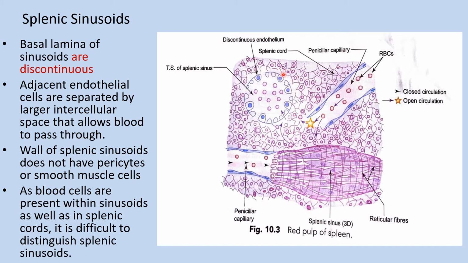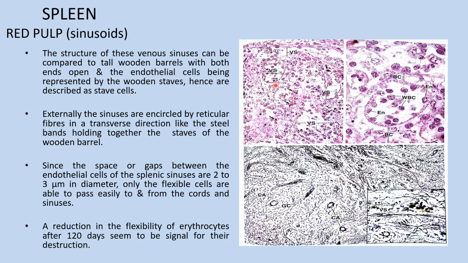As blood cells are present within the sinusoids as well as in the splenic cords, it becomes difficult to differentiate between them. The structure of these venous sinuses can be compared to tall wooden barrels with both ends open, with the endothelial cells being represented by the wooden staves. Hence, they are described as stave cells. Externally, the sinuses are encircled by reticular fibers in a transverse section, like steel bands holding together the staves of a wooden barrel.